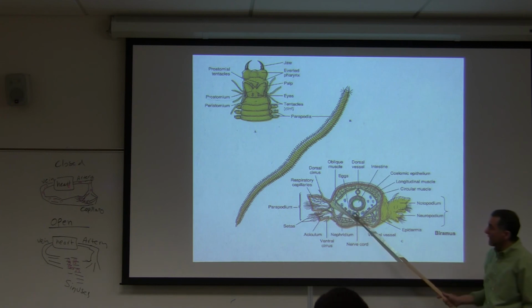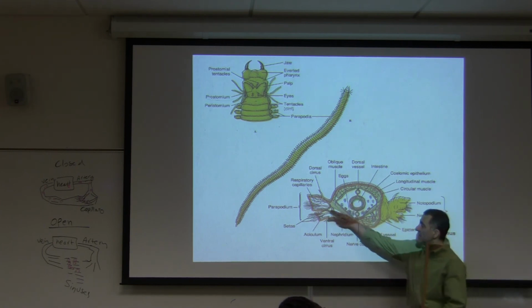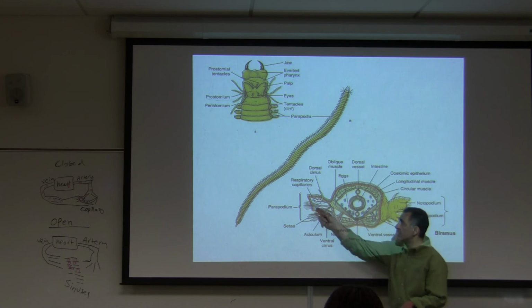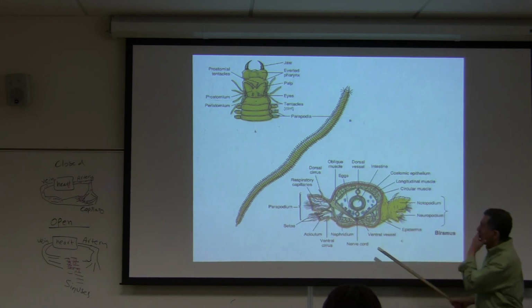Cross section. You do have a slide of a cross section of this animal. You do have 2 slides of parapodium. Okay, 2 slides, 1 cross section, and 1 slide of just a parapodium. Let's go over the internal structures.